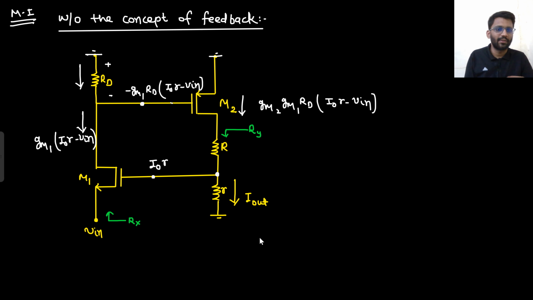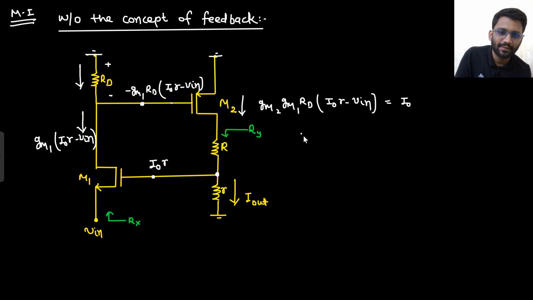This current will be equal to I out only. Well and good, very simple expression. This is just network analysis, there is no difficulty in this. The current is downward, that is GM1 (I out R minus V in). If the current is downward, that means the voltage drop is like that. So minus GM1 RD (I out R minus V in), right? And the current downward would be GM1 GM2 RD (I out R minus V in), and that current is equal to I out only. That's it. Now you just need to tell the value.